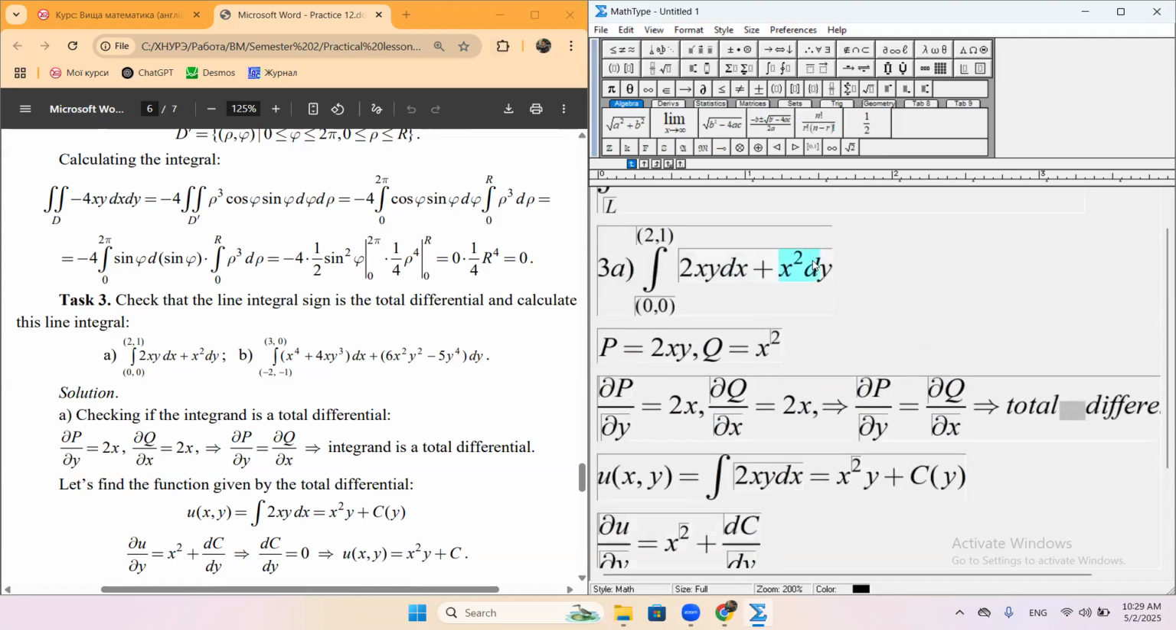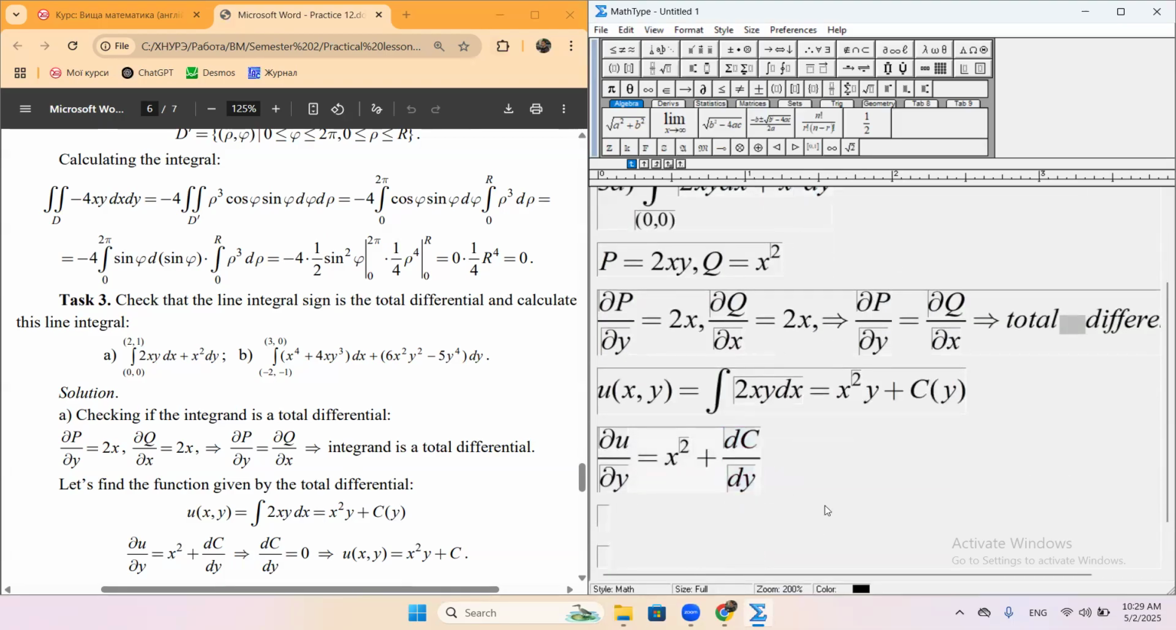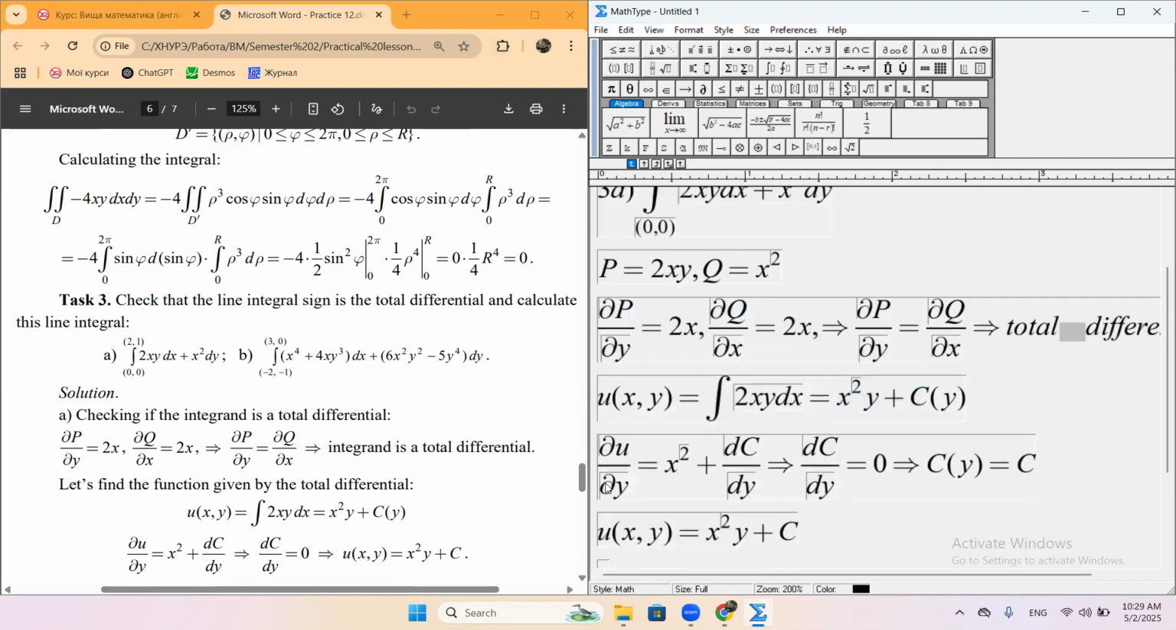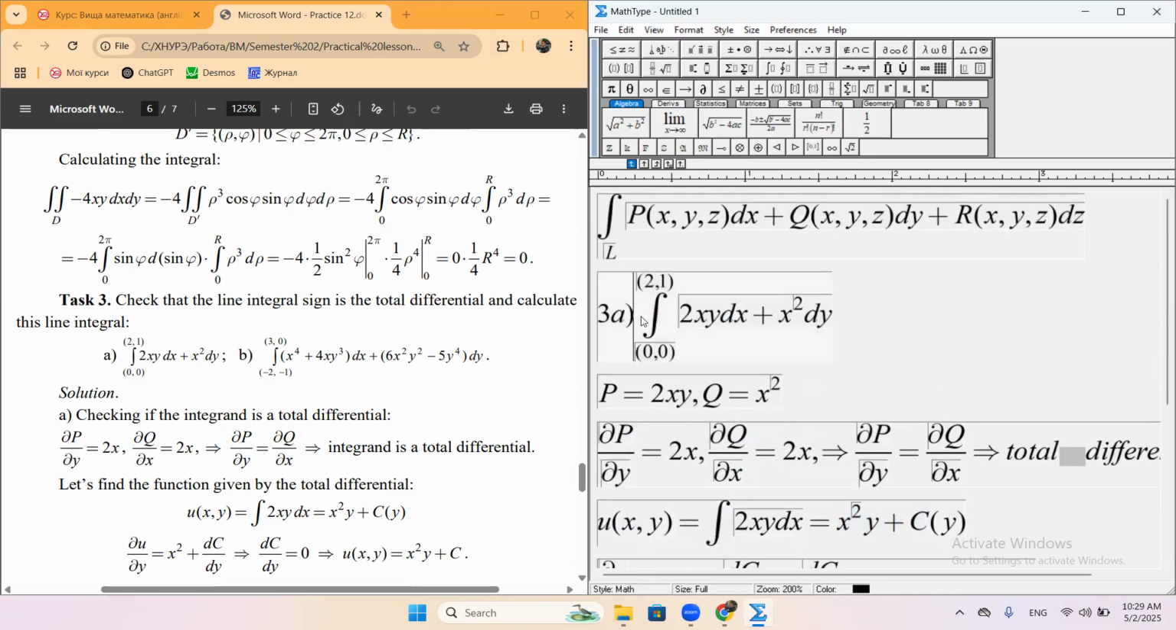And we can see from this expression that this derivative is equal to 0. So c, from y equals just c, so it is a constant. And then we will write that u of x, y equals x squared y plus c. So this expression. And how can we calculate the integral? So the following formula: u of x, y with substitutions from the first point to the second, so (0, 0) to (2, 1).